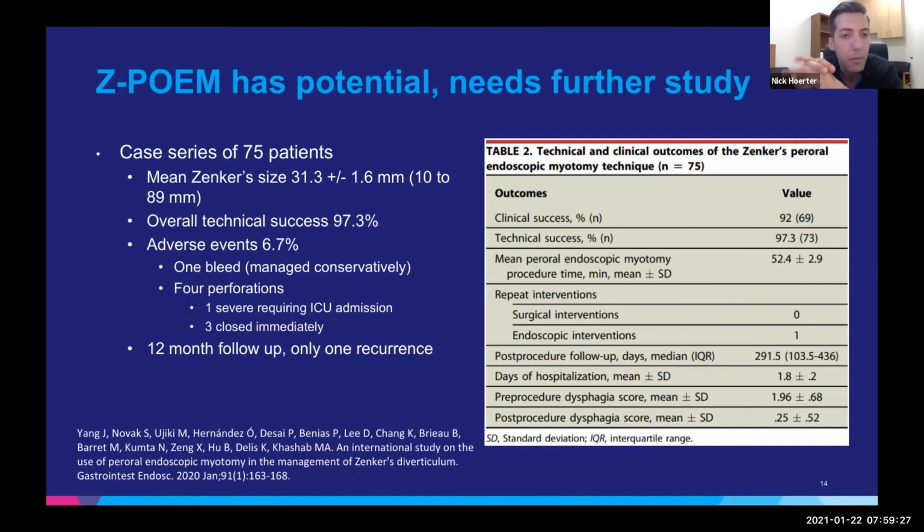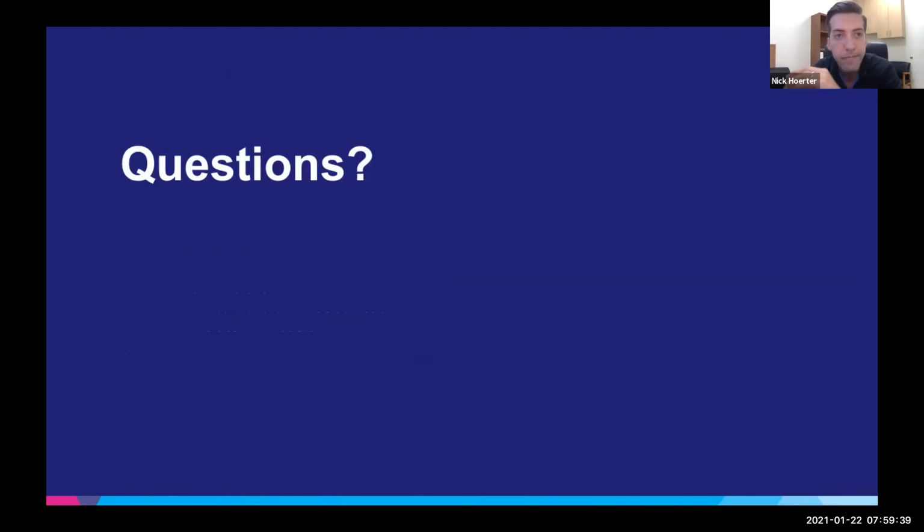And in 12-month follow-up, there was only 1 recurrence. So there's definitely potential for this approach. There's a thought that it is more durable than the other method of doing a septotomy with endoscopy, but more data is needed. Thank you.